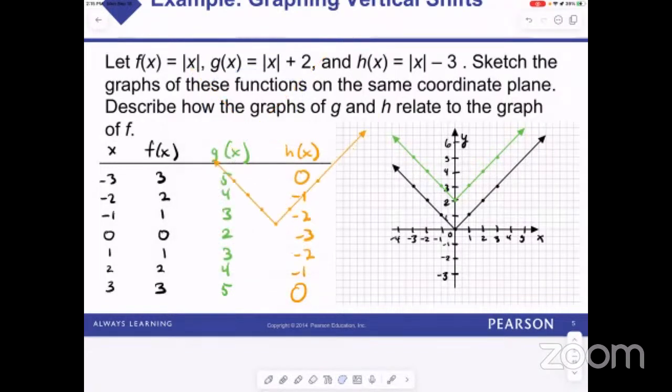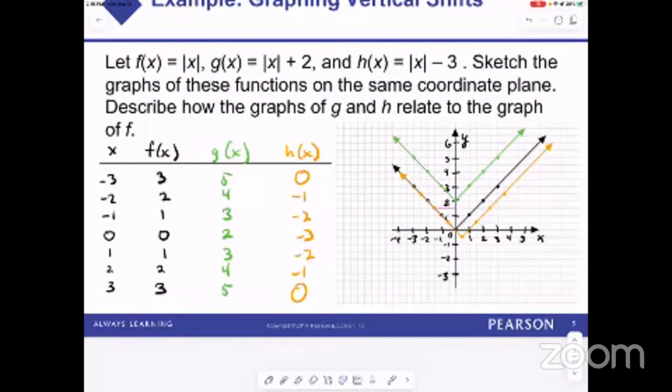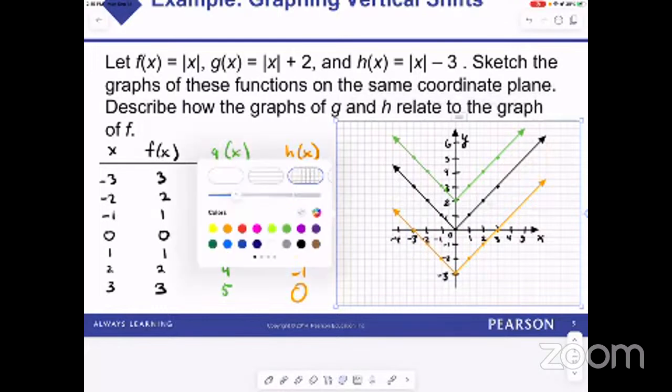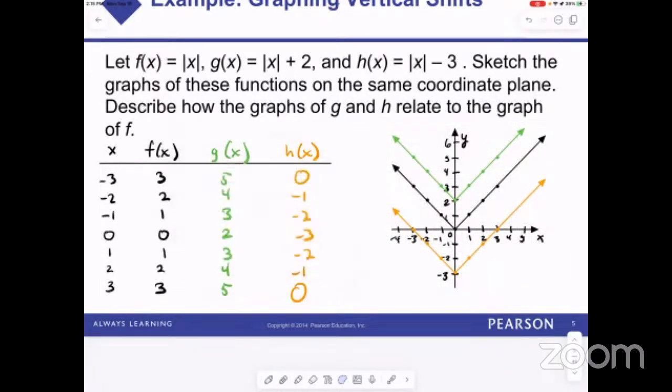So you can confirm that all those points are plotted correctly. And you should notice something from the original graph, as we went from the black to the green and from the black to the orange. Notice that with g, we added a positive on the outside of our basic function.